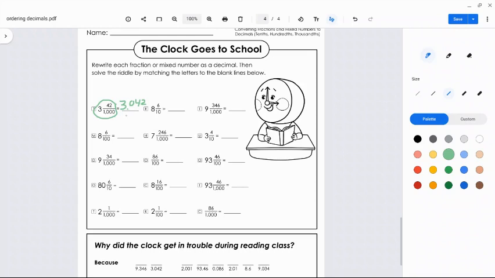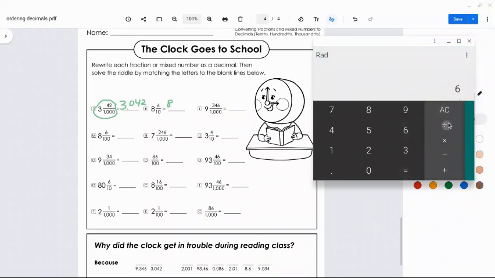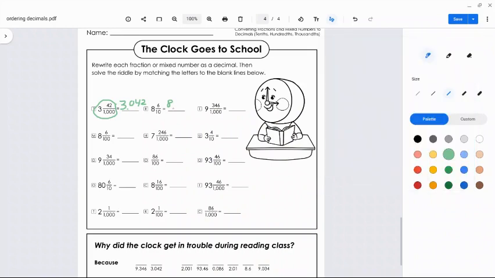Let's try another one. We have 8 and then 6/10. So we have 8. And then we can use our calculator to figure out 6 divided by 10 is decimal 6. So it's going to be 8 decimal 6. So when we divide our fraction together, it's telling us what to put after the decimal. And the number in front tells us what to put before the decimal.